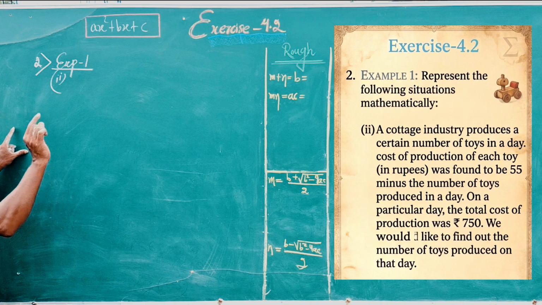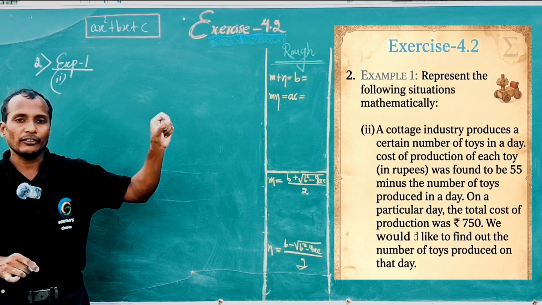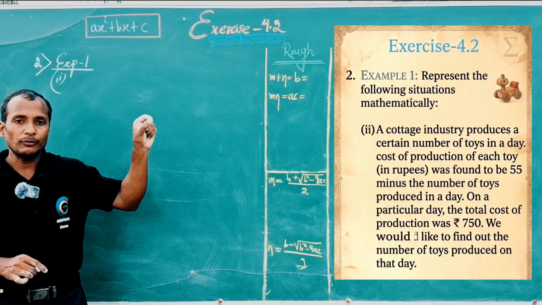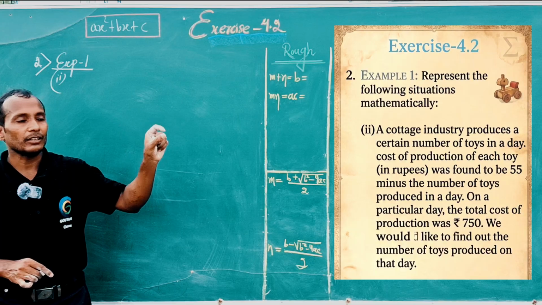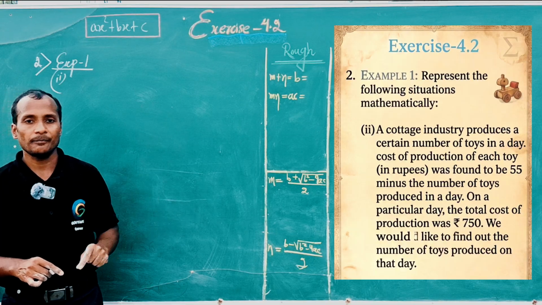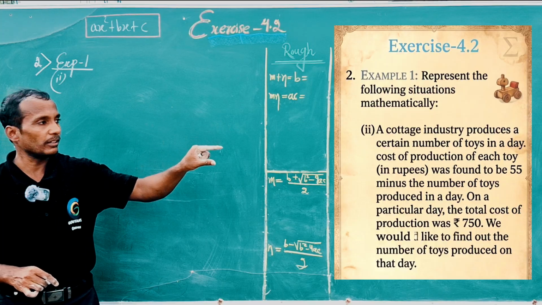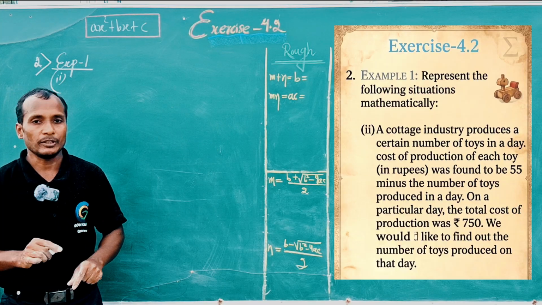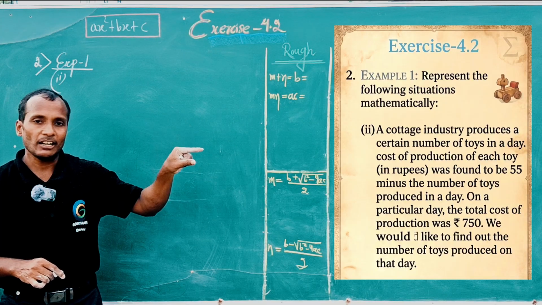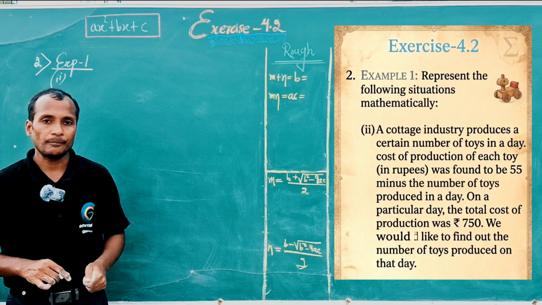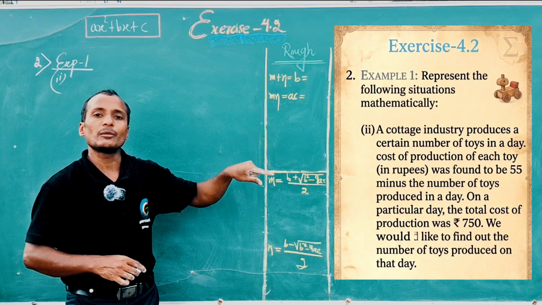Let's go for it. See on the screen, the question is telling you that a factory produces a certain number of toys every day. On a particular day, it was found that the cost of producing each toy is 55 minus the number of toys produced on that day. And also it is told that the total cost of production on that particular day was 750 rupees. So we have to find the number of toys produced on that day and the cost of production of each toy. So you can see the cost of production of each toy is 55 minus the total number of toys produced.